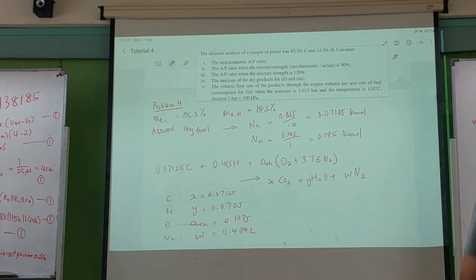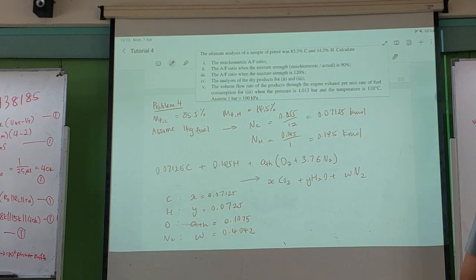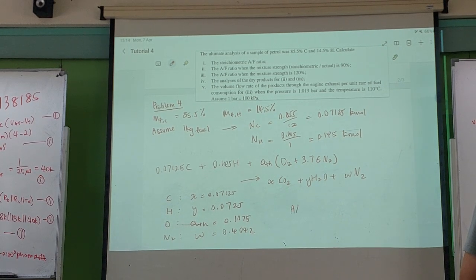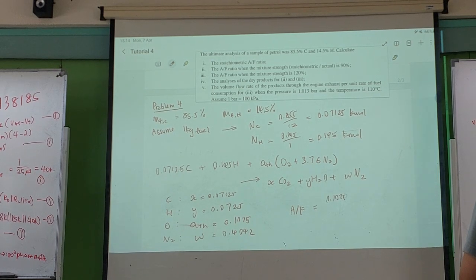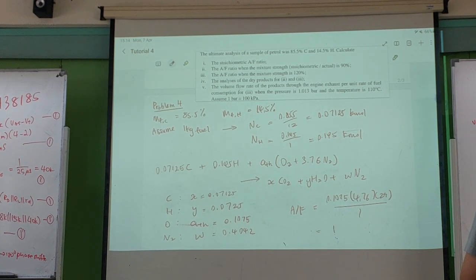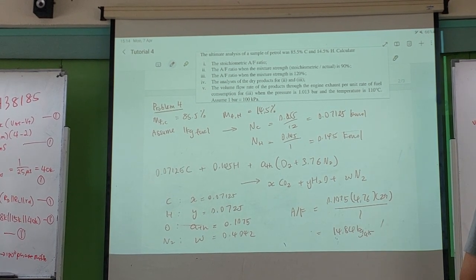Carbon, 12, 1.85. So from here then the air fuel ratio. So in this case, the air fuel ratio is simply ATH times 4.76 times 29, divided by 1, so you should get 14.34 kg over 1 kg.